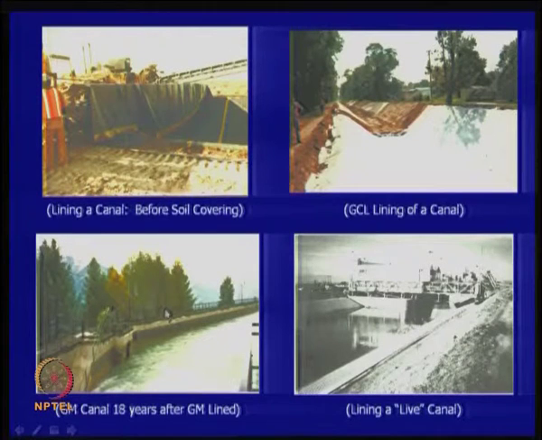This is a simple example, lining a canal before soil covering. You can see that this is a geomembrane, this is a site actually, this is the liner. So you can see here more clearly that you have a geomembrane liner here.